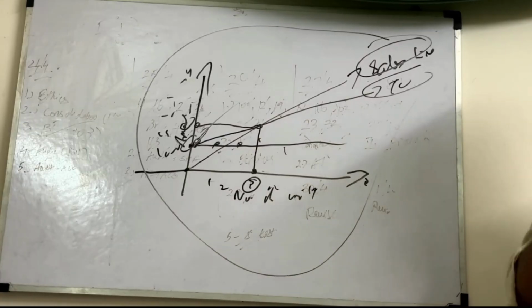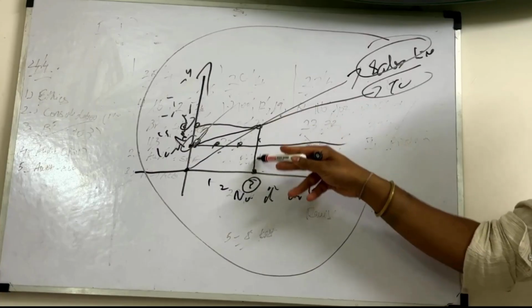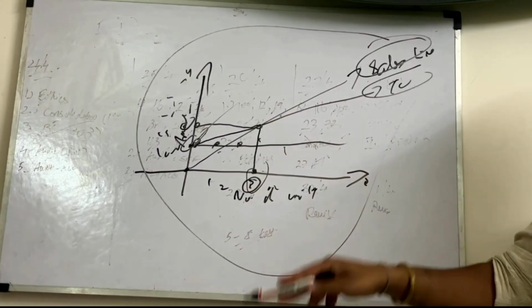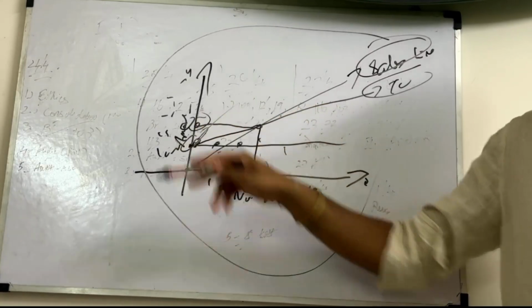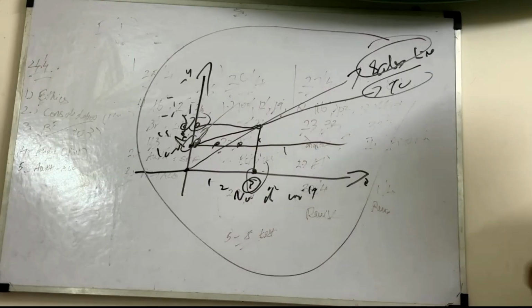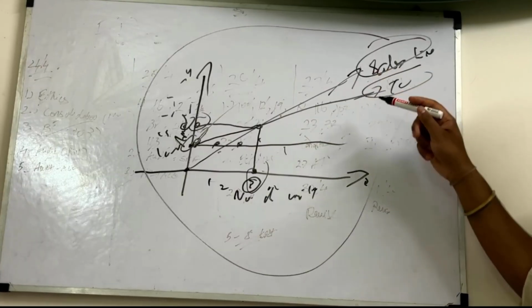What is the break-even point in units? They will ask you. From this point, whichever line is coming in will be your break-even point in units. What is the break-even point in sales revenue? They will ask you. From this point, whichever is going in will be the break-even point in sales revenue. And this is your sales line, this is the total cost line.